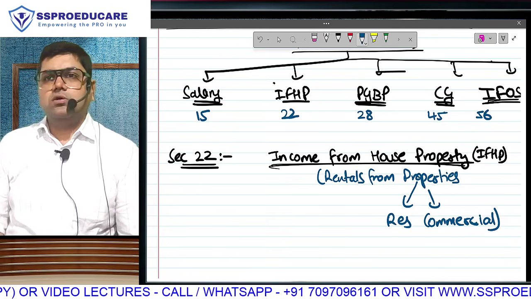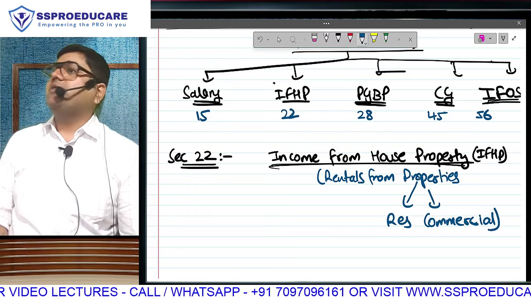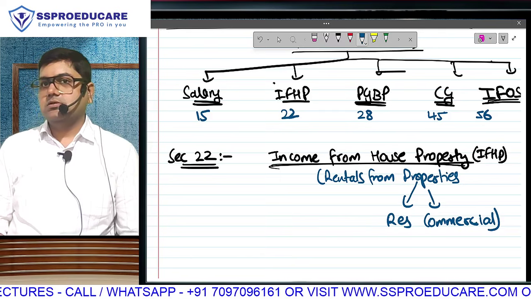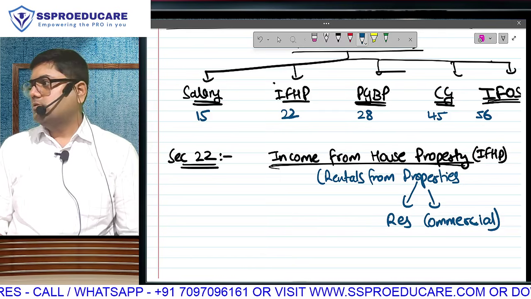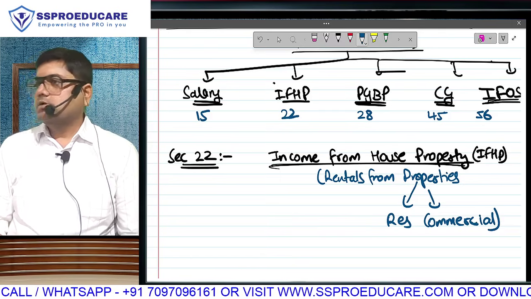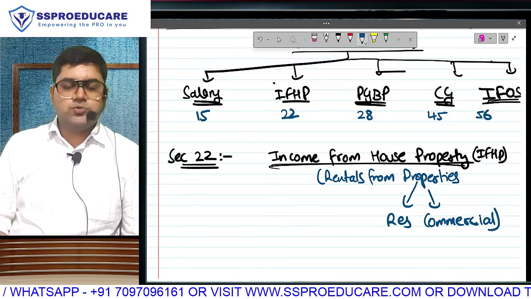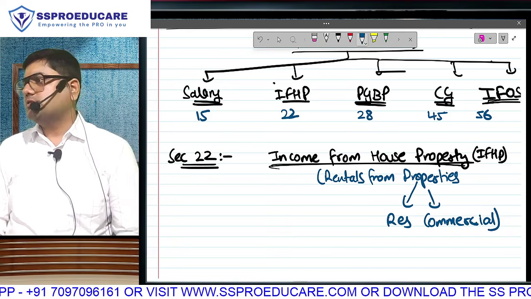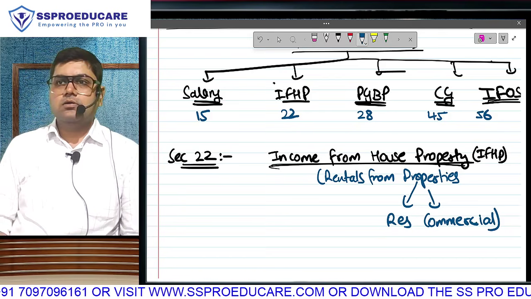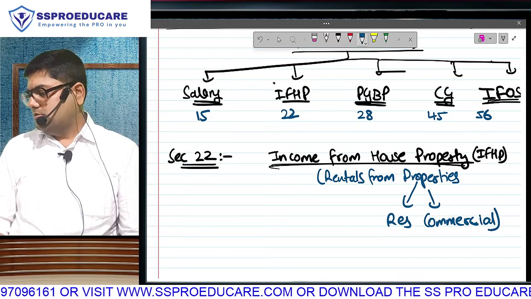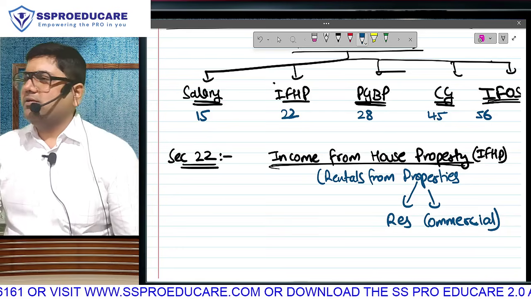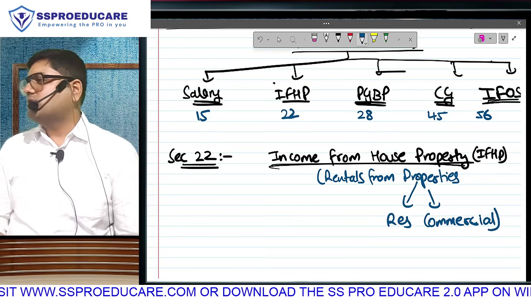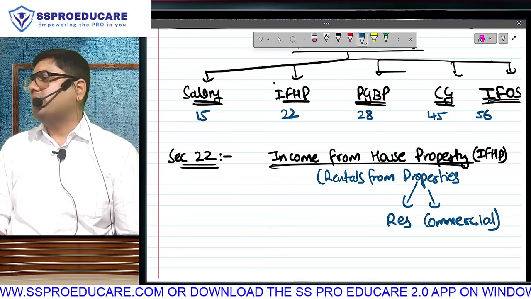The charging section 4 triggers income tax law, and the calculations of the individual heads are given in their individual charging sections. Salary 15, house property 22, business profession 28, capital gain 45, and other sources 56. Take a minute and try to learn it here itself. It is very, very important that you know the charging section. This will decide whether you know the things or not. Even if you know everything inside, you don't know anything if you don't know the charging section.